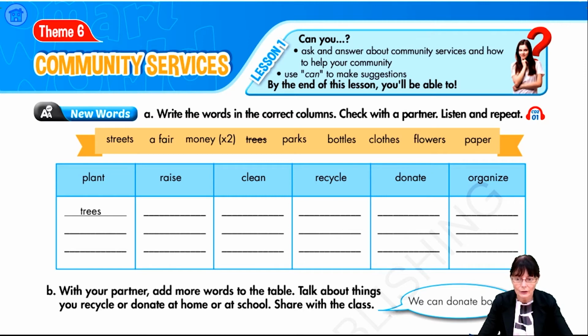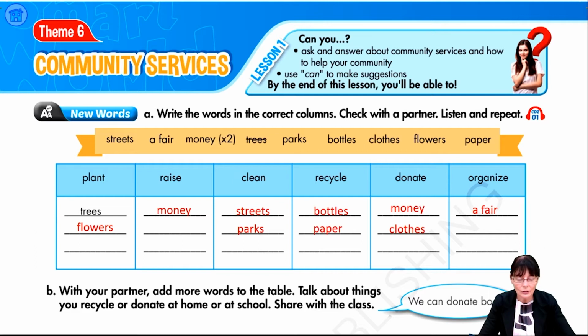So as you know, the first one, plant trees. Then you should have plant flowers, raise money, clean streets, clean parks, recycle bottles, recycle paper, donate money, donate clothes, organise a fair.